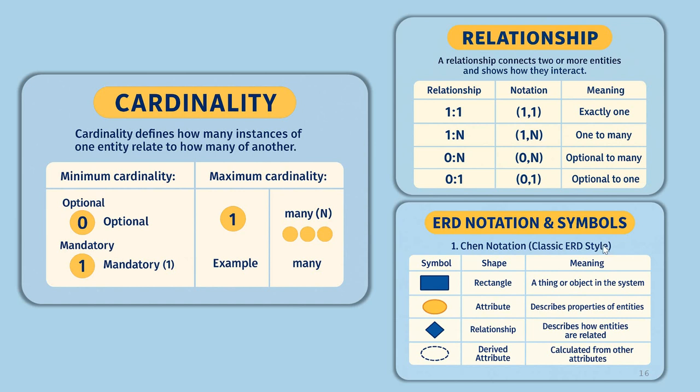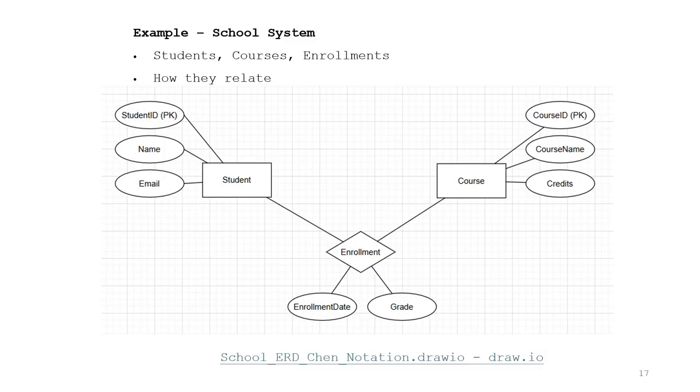Okay, so here we have the entity, rectangle, the oval shape to present the attributes, and then we have the diamond to present the relationship. If you want to add a derived attribute, you can use this dashed oval. So these are the main shapes that we can use to create an ER diagram or entity relational diagram.